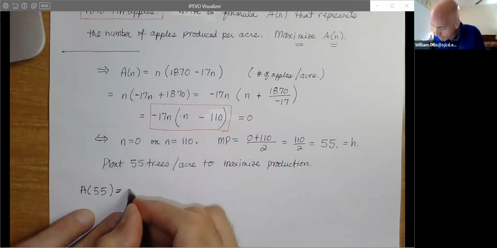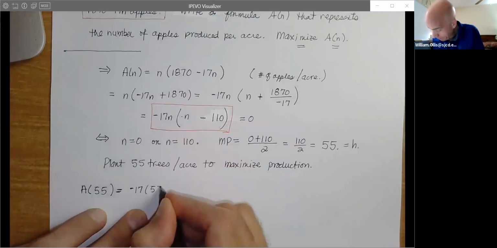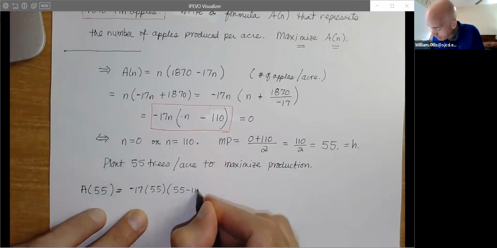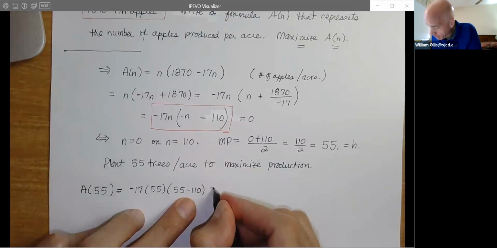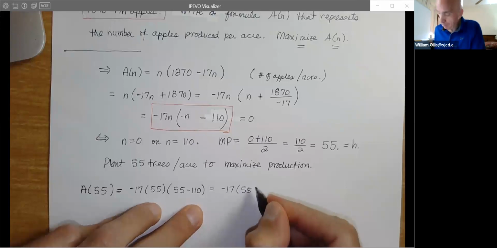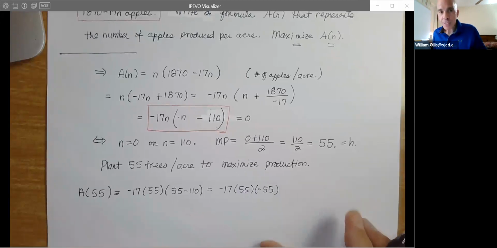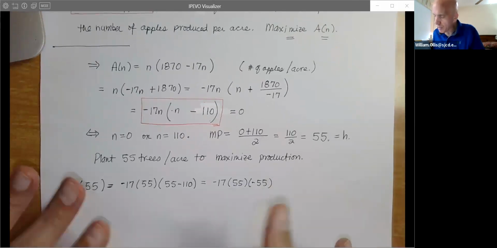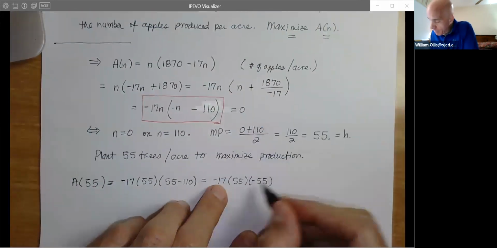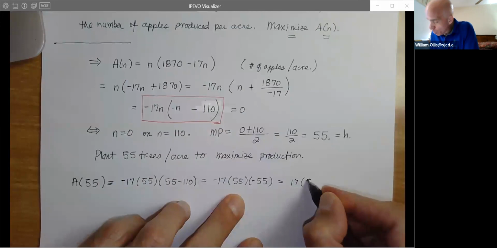So now we have negative 17 times the 55. And then of course now we have 55 minus 110, but that's also a negative 55. So we have negative 17 times 55 times a negative 55. Now what we see, these are always fun because the arithmetic is married to the algebra. So we get what? Negative negative is a positive. So we get 17 times 55 squared.